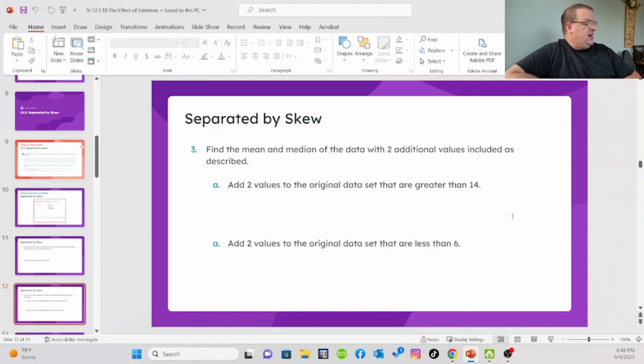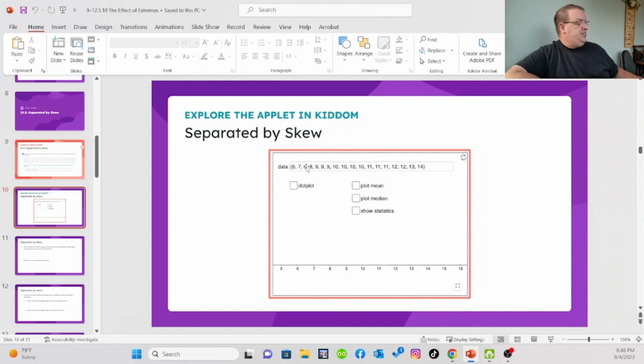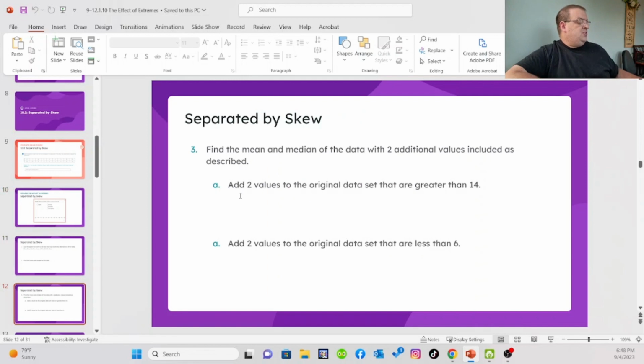Now it says, find the mean and median of the data with two additional values included as described. So if you are using the applet online, all you need to do is add numbers into this box here, and then it will add them in the dot plot, and it will recalculate your statistics for you. So first, they want you to add two values to the original data set that are greater than 14 and see what happens. You want to write the mean and the median in here.